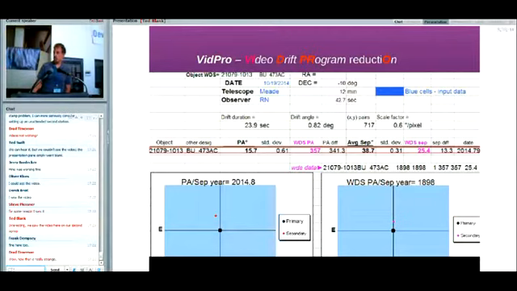As it turns out, this particular double star, the primary star has a very large proper motion on the order of like 0.2 of an arc-second per year. And over 100 years, that's quite a bit of change.